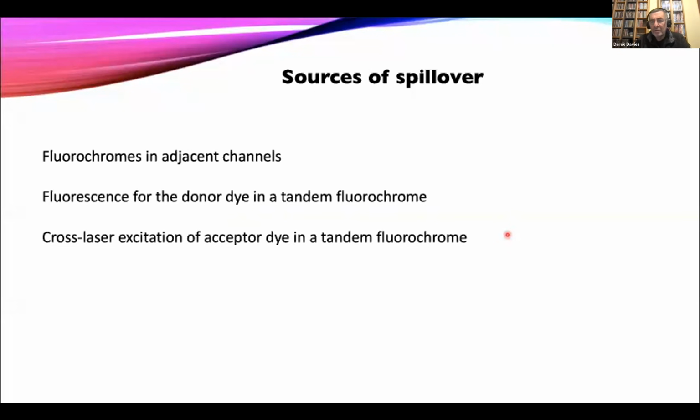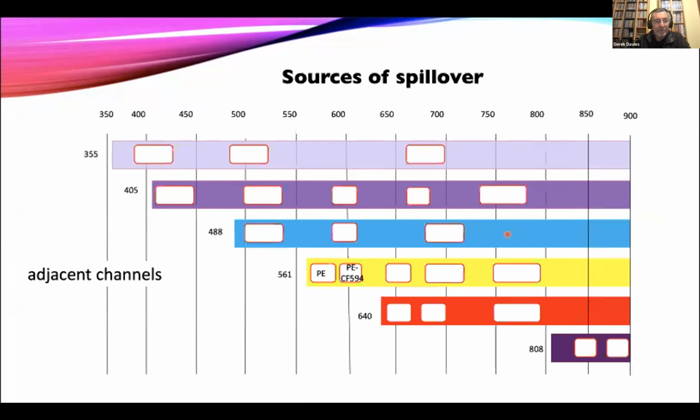So let me just show you a couple of examples of where we might expect to see overlap. Adjacent channels. Now, if I've got a panel where I have PE, PE CF594 or PE Dazzle or any of those equivalent fluorochromes, I know that they're going to give me a good deal of overlap. PE emits at about 580. This one obviously emits at 594. So although I can use them together, I know that I'm going to have to compensate the spillover.